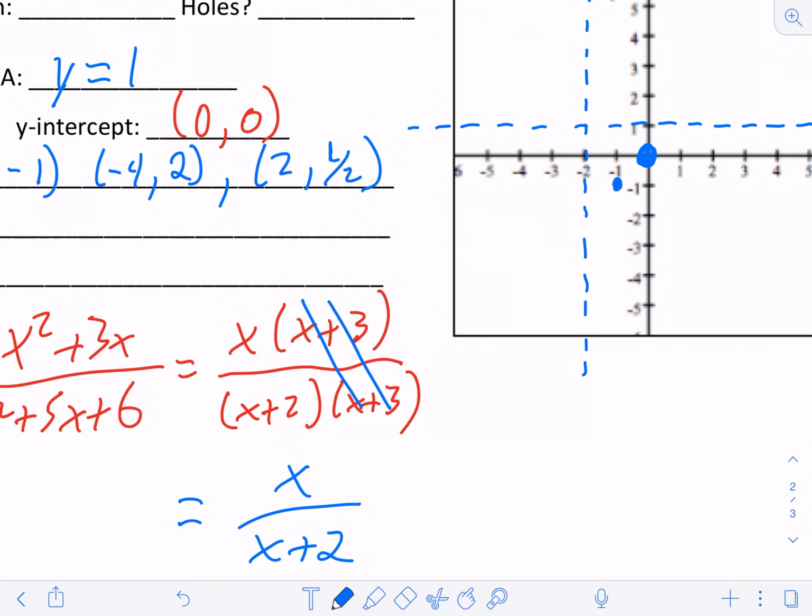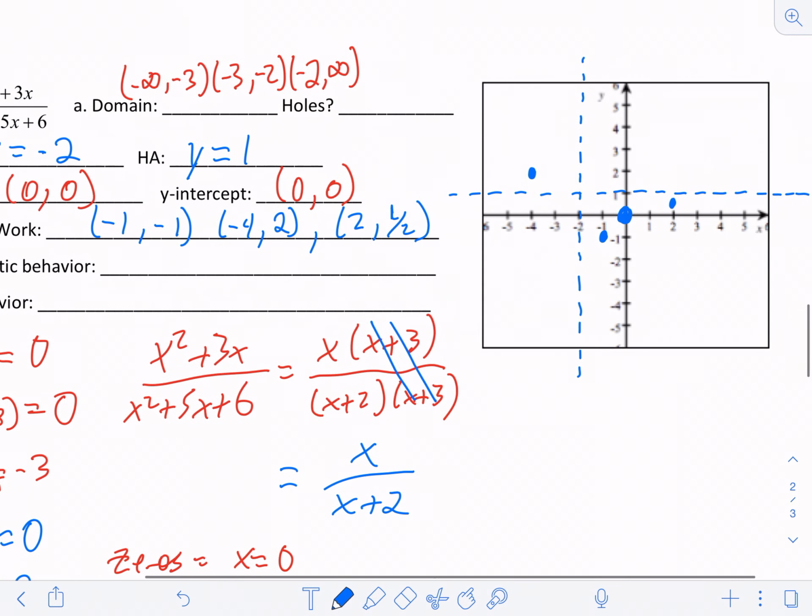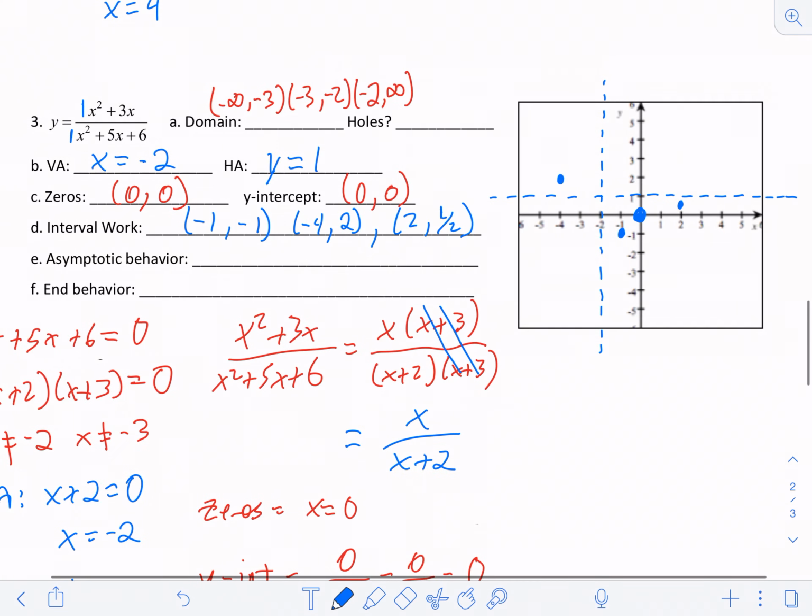So let's plot those points. I got (-1, -1), so that's going to be this point right here. I've got (-4, 2), which is going to be right about there. And then I've also got (2, 1/2), so that's going to be right about here. So you can kind of see where this is shaping.